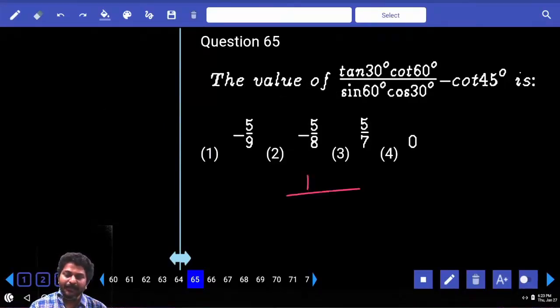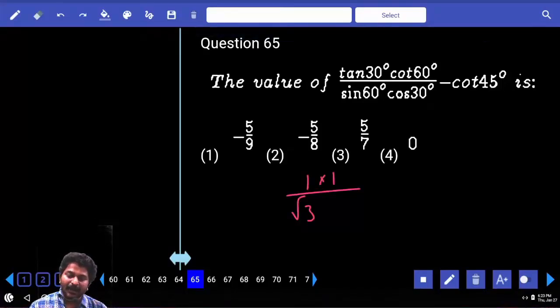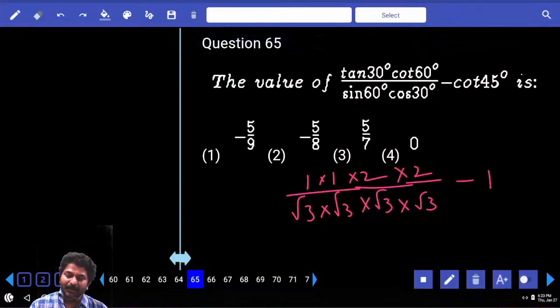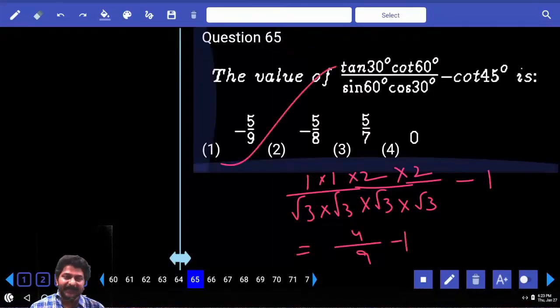tan 30 degrees, 1 by root 3. cot 60 degrees, again the same, 1 by root 3. Denominator, sin 60 degrees, root 3 by 2 comes to the numerator, into cos 60, again the same, root 3 by 2, minus cot 45, 1. What is the numerator? 4. Denominator 9, minus 1. Answer minus 5 by 9. Just substituting values.